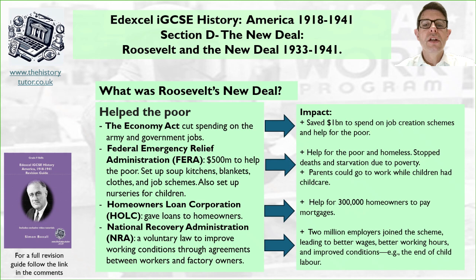We've got the Homeowners Loan Corporation. They gave loans to homeowners. So it helped 300,000 homeowners to pay off mortgages rather than lose their home. The National Recovery Administration. This is a voluntary law to improve working conditions through agreements between workers and factory owners. So 2 million employers joined the scheme, leading to better wages, better working conditions, generally a better workplace for people.